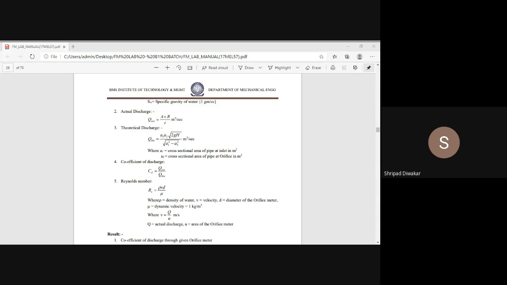So everyone you have to try. That's why I gave only one reading. Okay, so not much. You have to do the calculation. Then only you'll come to know how to do the calculation in FM. Very simple calculation. Okay. First one is capital H. Second one is Q actual. Third one is Q theoretical. And fourth one is CD. And fifth one is Reynolds number. Okay. And mu is 0.001. You remember.